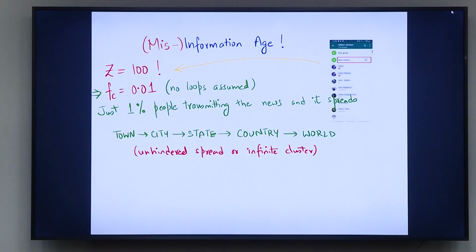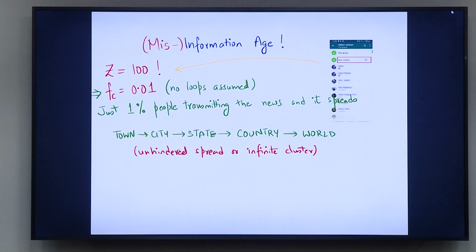And I feel very sorry because we live in the misinformation age. What do you mean Z equal to 3? Open the WhatsApp group, you have Z equal to 100. Z equal to 100 will give you a percolation threshold of 0.01, which means only 1% of people should be forwarding your false information on WhatsApp, so that everybody from town to city to state to country and the world, there is an unhindered spread of that. Because Z is so large. This happens only in this age.